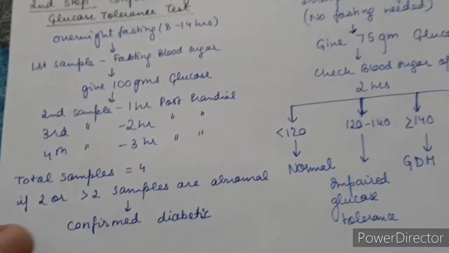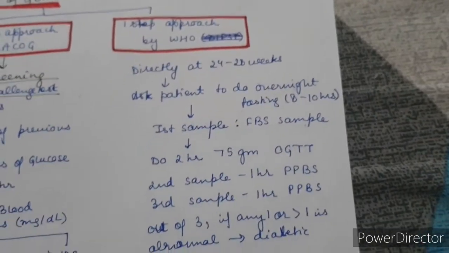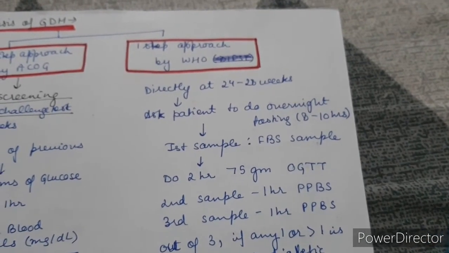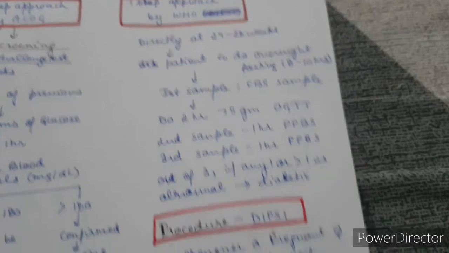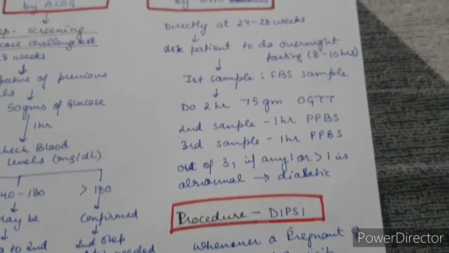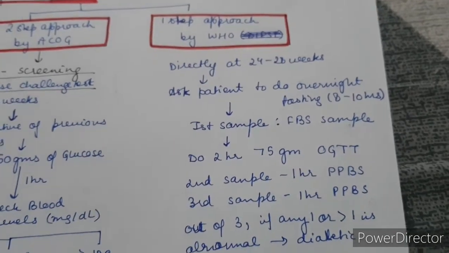Okay. Now we talk about the one-step approach. Now one-step approach is of two types. One that is given by WHO and the another one is given by DIPSI. Now DIPSI criteria is most suited in the Indian setup, so you have to talk more about this. But let's first talk about the WHO criteria.